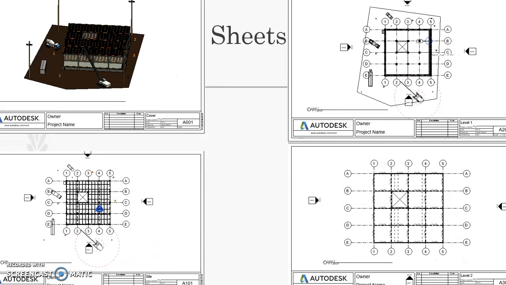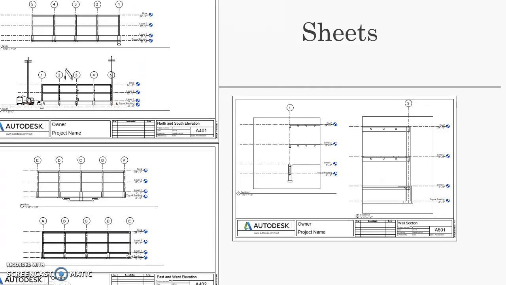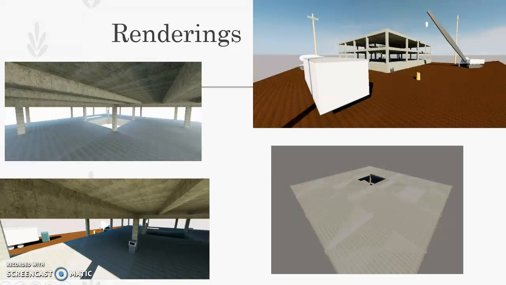In the top left corner is the cover, and right underneath it is the site. In the top right corner is the first level, and right underneath that one is the second level. In the top left corner is the north and south elevation, and right underneath that one is the east and the west elevation. In the center is the wall sections. I then rendered different parts of my structure like the interior, the roof, and the exterior of it.